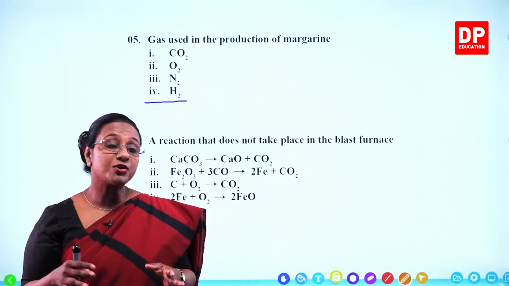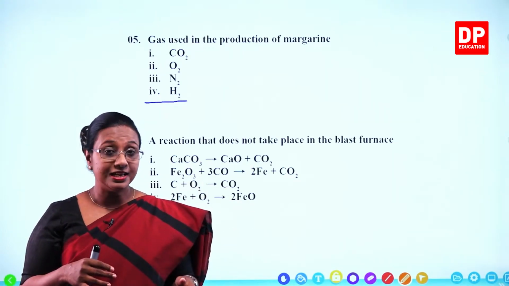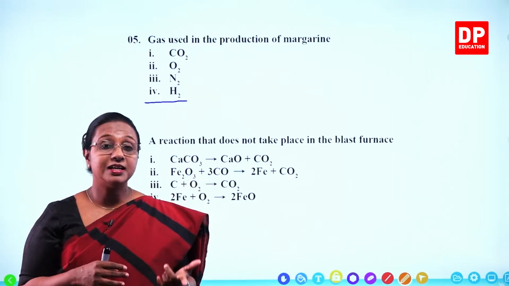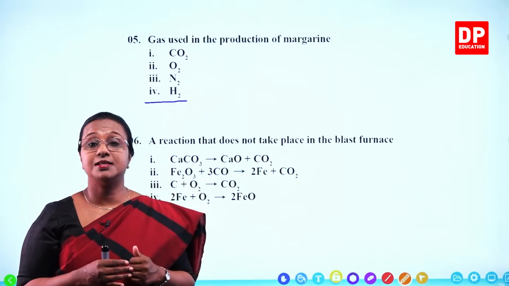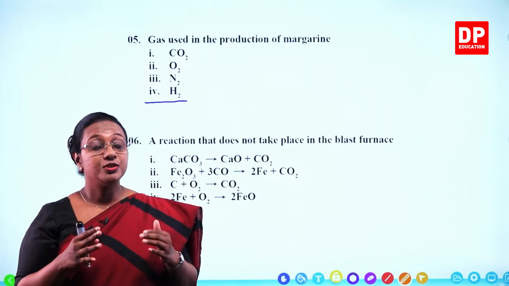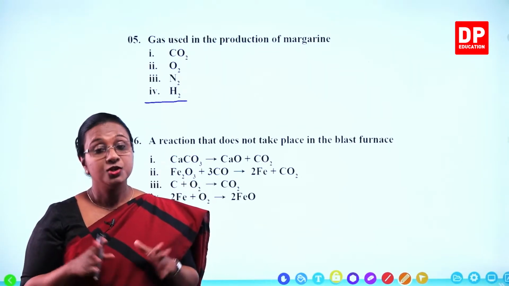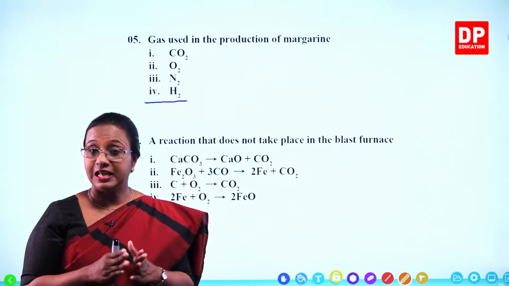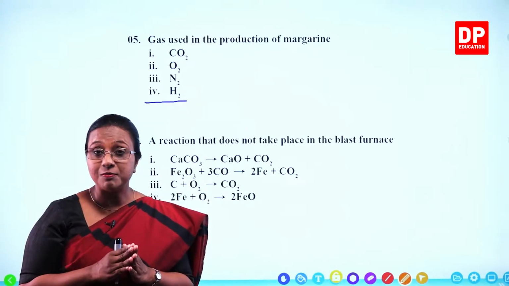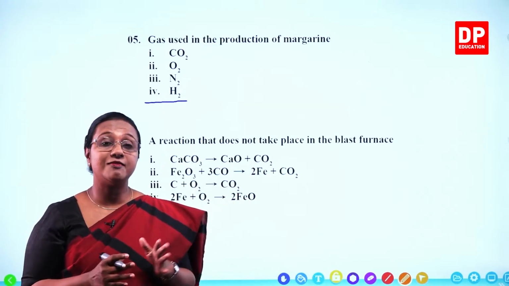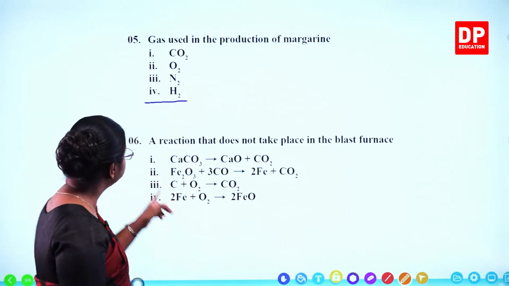This calcium oxide reacts with silica and alumina, silicon dioxide and aluminium oxide, those are the impurities present in iron ore. So then slag is formed. Those are the reactions that take place inside the blast furnace. I am sure you all can remember all the equations relevant to these reactions.